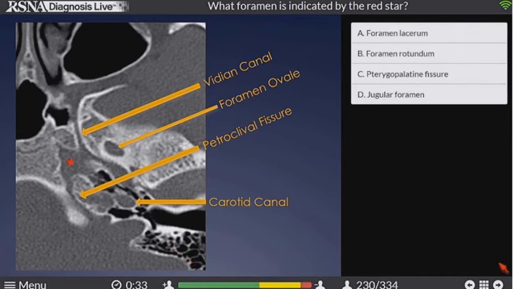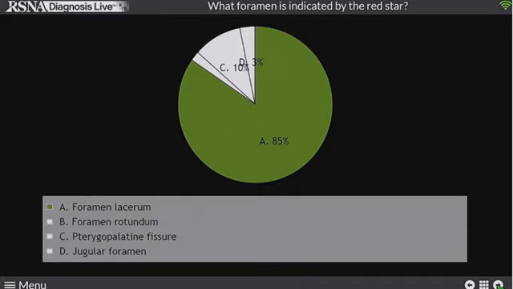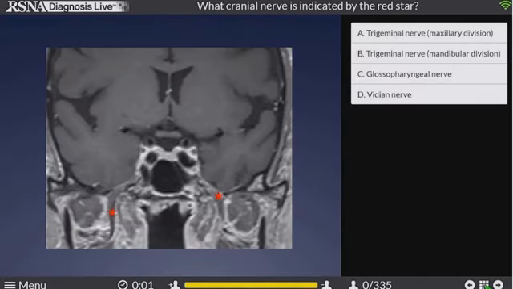Quickly, quickly. Let's see what we got. 85% of you picked the foramen lacerum correctly. I didn't get to see my indications there.